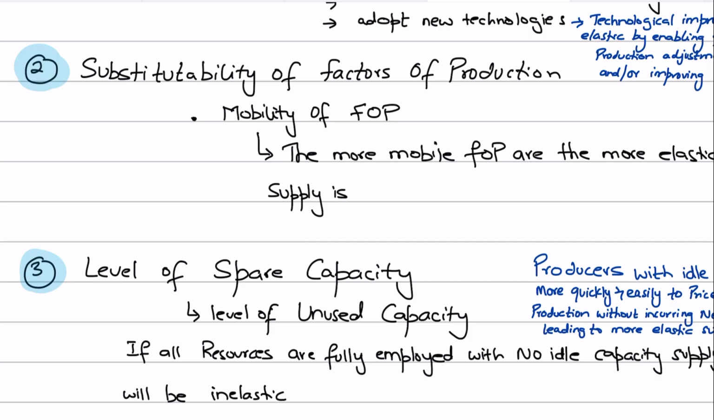So the more substitutable the factors of production are for a firm, the easier it is for them to respond. Again, while explaining elastic supply, easier and quicker for them to respond. These are the words you will use when you are explaining elastic supply. So the easier it is for them to respond to changes in demand and price.